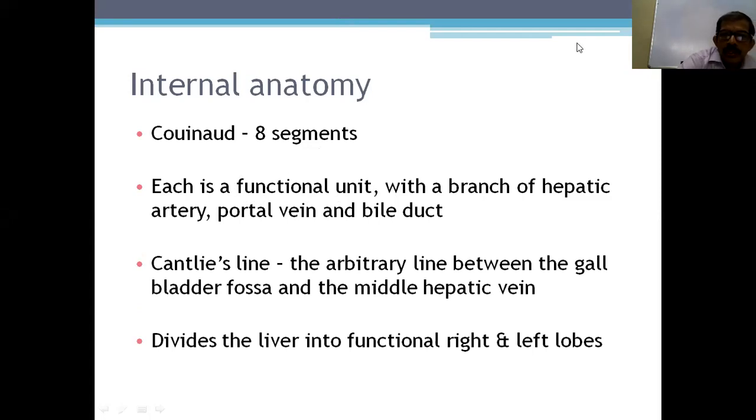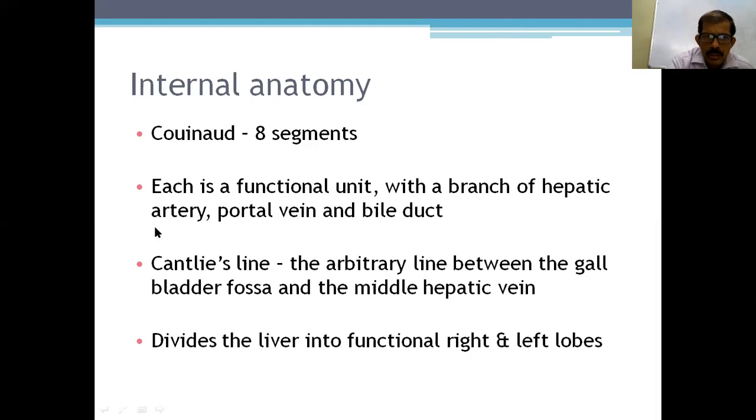Yes, 2, 1, 4, 3. Yeah. 7, 5, 5, 3. All of you are correct. And even 18, yeah. 18 or 16, 18. So all of you are correct. It is minimum 2 segments. So that's why each is a functional unit with all this portal triad. Artery is there, vein is there, bile duct is there.